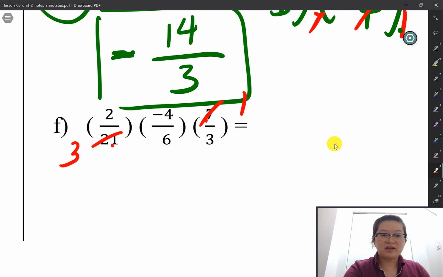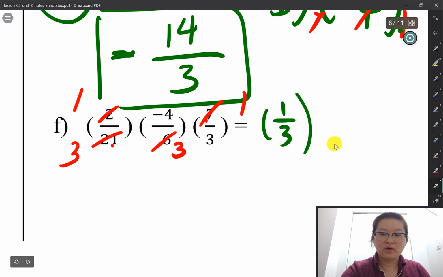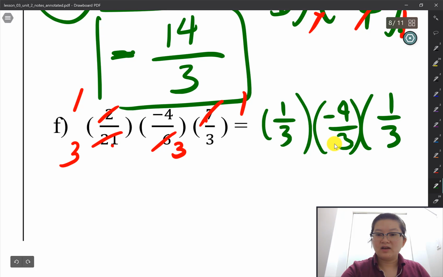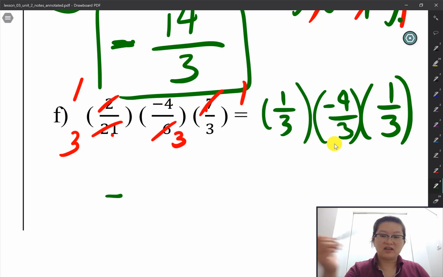Okay, next up we can cancel out the 6. I can divide 6 by 2, which is going to give me 3. 2 divided by 2 is going to give me 1. So in the end of the day, I'm going to get these as the fractions that are being multiplied: 1 over 3, negative 4 over 3, and 1 over 3. Isn't that much nicer to work with? My final answer I know is going to be negative, since there is one negative out of the whole set. Positive times negative gives me a negative, and the negative times a positive is also going to give me a negative.